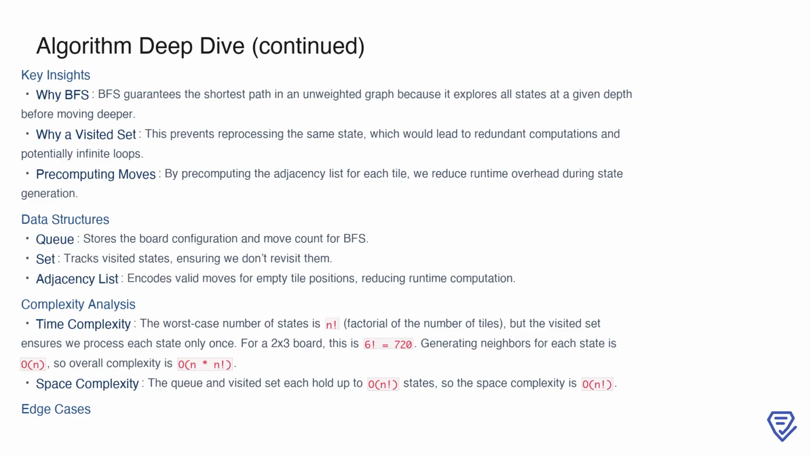The key data structures here include the queue, which stores the board configuration and move count, the visited set to track processed states, and the adjacency list to encode valid moves for the empty tile.